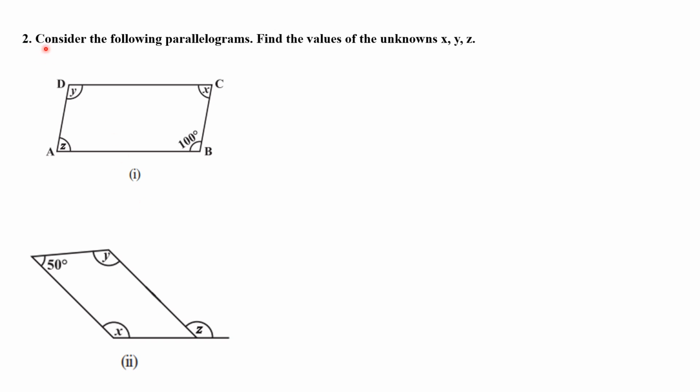So here in question number 2, it is given: consider the following parallelograms. Find the values of unknowns x, y and z. Here ABCD is a parallelogram and the measure of angle B is given as 100 degrees, right? You have to find the values of x, y and z. First we see that the angle opposite to angle B is angle D. And we know that in a parallelogram the opposite angles are equal. So by using that property, we can find the value of y. The value of y will be equal to 100 degrees, because in a parallelogram, opposite angles are equal.